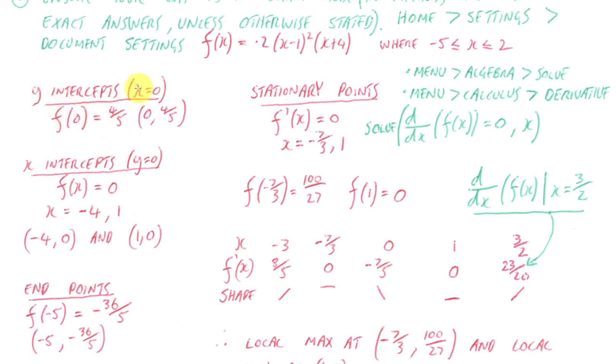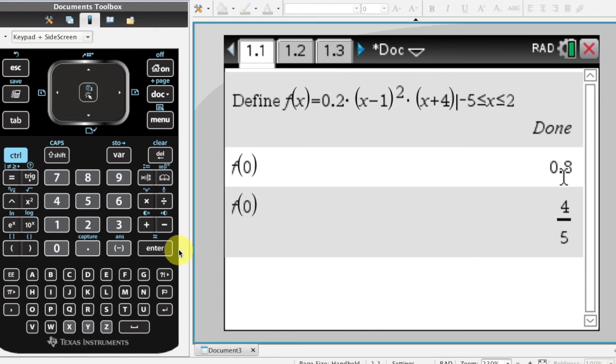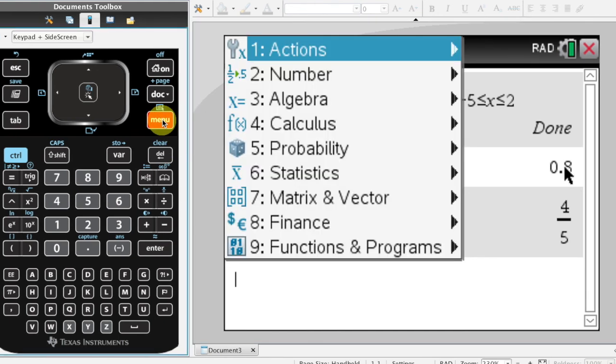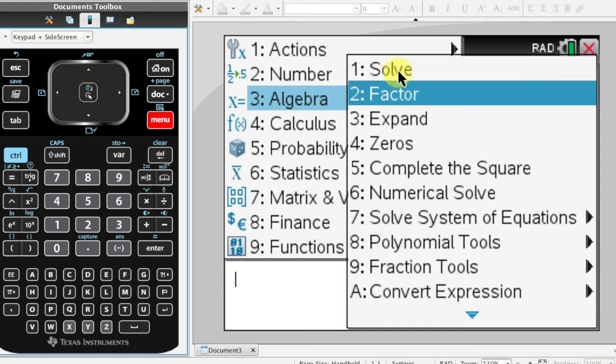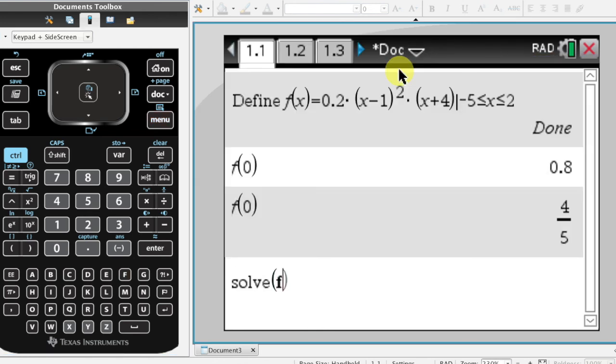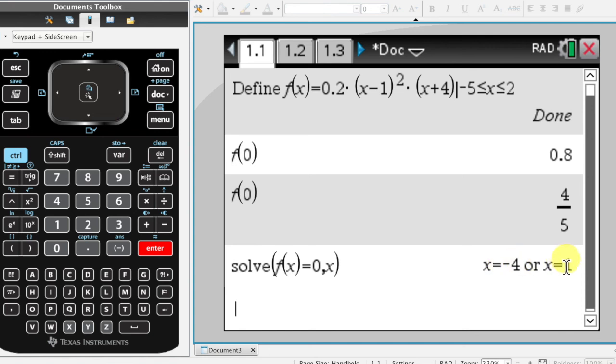So for this y-intercept, all I need to write down in my written response is y-intercept x equals 0, f of 0 equals that, so I have the point 0, 4/5. X-intercepts occur where f of x is equal to 0, so I just write that down, and then write down the solutions for x, and then finally the points. On my CAS, I'm going to be making use of the solve function. So menu, algebra, and solve. I'm interested where f of x is equal to 0, so y equaling 0, and solving for x. You can see it's -4 and 1.